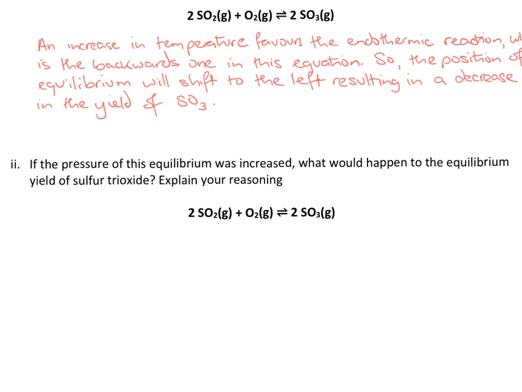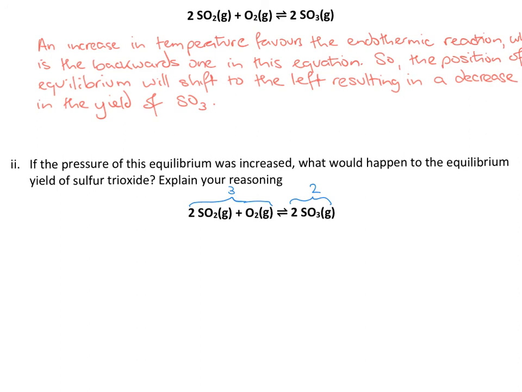The next question is about how pressure affects the yield of sulfur trioxide. Before we make our decision about how that pressure affects it, let's confirm to ourselves how many moles we've got on each side of the equation. So we've got 3 moles on the left and 2 moles on the right.